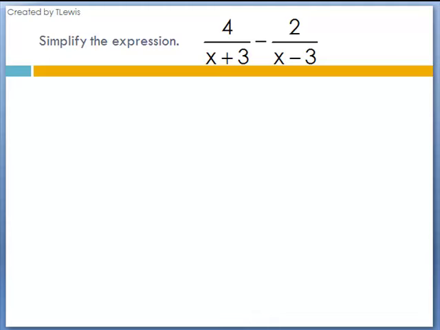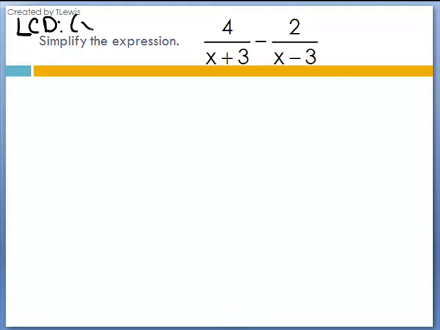Simplify the expression 4 over x plus 3 minus 2 over x minus 3. Well, first we want to find the LCD. So our LCD, well, we don't have any. Let's look at the denominators, x plus 3, x minus 3.